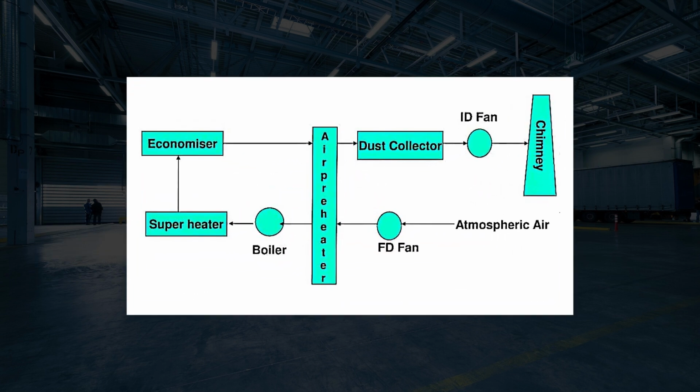Here in this circuit, we can see the air and flue gas circuit. Starting from the atmosphere, atmospheric air is taken into the system using the FD fan. An air preheater is used before entering the boiler. In the air preheater, air is preheated and fed into the boiler, and after the boiler, the hot gases are sent to the economizer, and again from the economizer they are sent to the air preheater. After this air preheater, they are sent to the dust collector, and then through the fan to the chimney, and the flue gases are blown away through the chimney to the atmosphere.